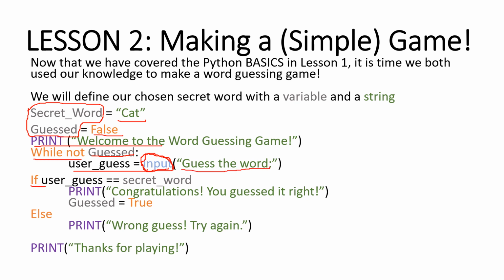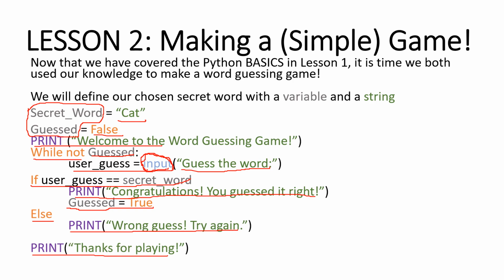So if user_guess equals secret_word, print "Congratulations, you guessed it right." And then it's going to change our flag, our variable, to True. Else, so if we don't get it right, it'll print "Wrong guess. Try again." And at the end, we're going to have print "Thanks for playing."